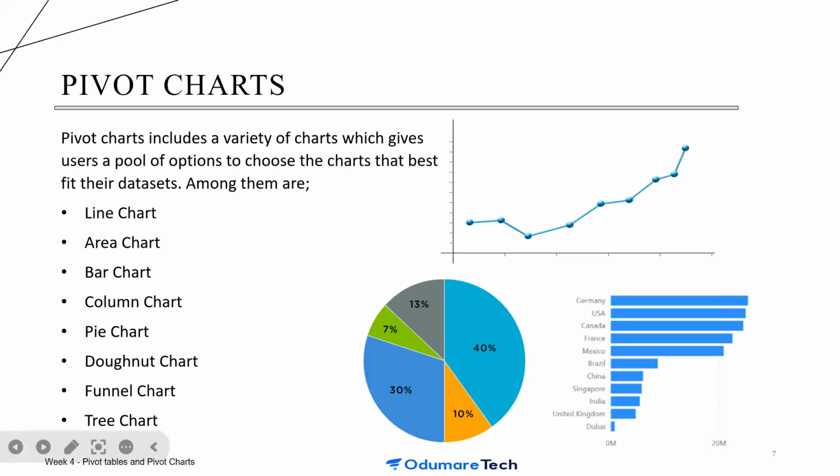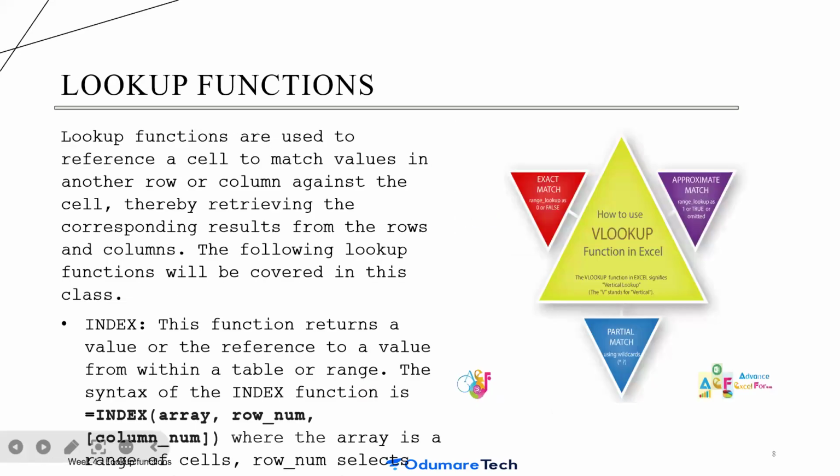So, lookup function. Lookup function is one of the other interesting features of Excel. We won't look at all the lookup functions today. We'll just look at maybe one or two, and then you go home, test the others, try them, and we'll give feedback tomorrow. That will be one of the things we'll treat first before we go into tomorrow's class. So what are lookup functions? Lookup functions are used to reference a cell to match values in another row or column against the cell, thereby retrieving the corresponding result from the rows and columns.